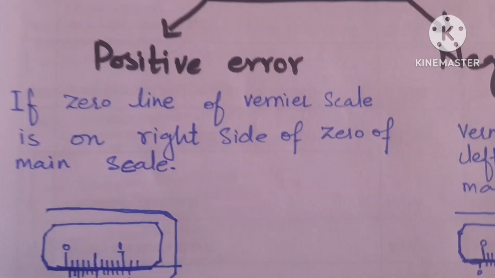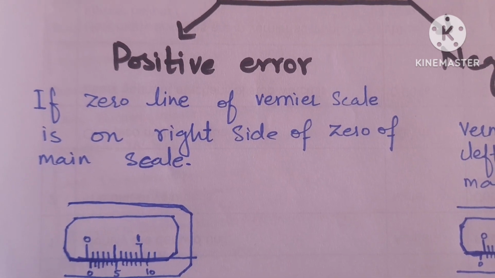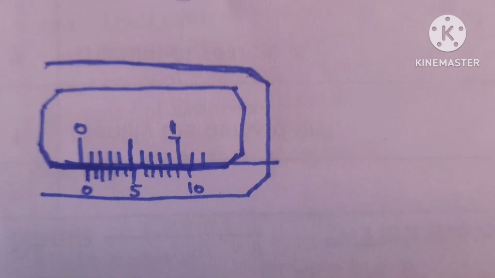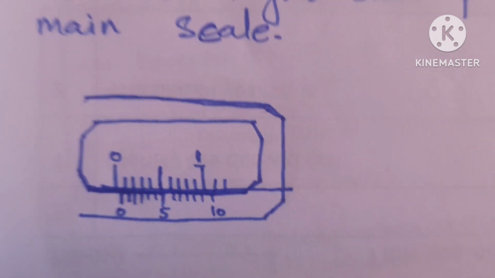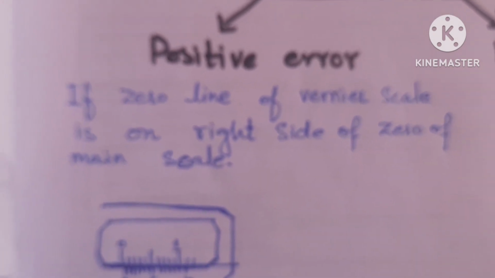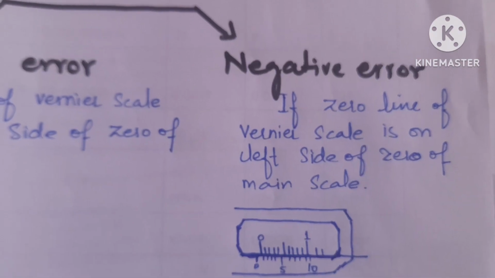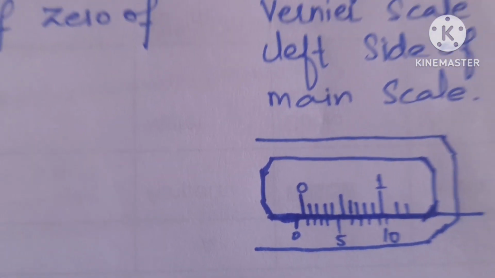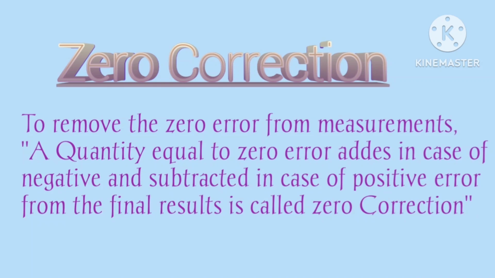If the zero line of vernier scale is on the right side of zero of main scale, here the zero of vernier scale is on the right side, the error will be positive. Okay. And if the zero line of vernier scale is on the left side of zero of main scale, then the error will be negative.